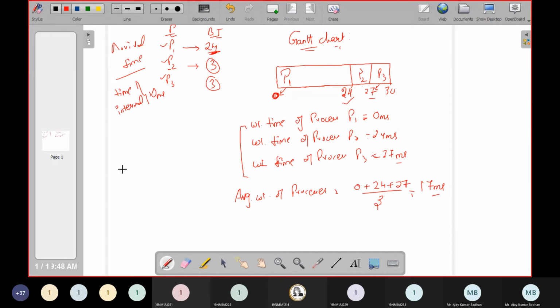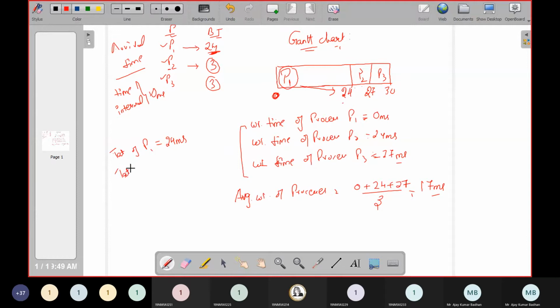In the same way we are going to do it for turnaround time. It's also very easy. Let me erase this. If we talk about turnaround, the TAT of process P1 is how much? The simple logic to use here is the right side of that particular process. For P1, the right side is 24. So 24 milliseconds is the turnaround time, the total time taken to execute a particular program.